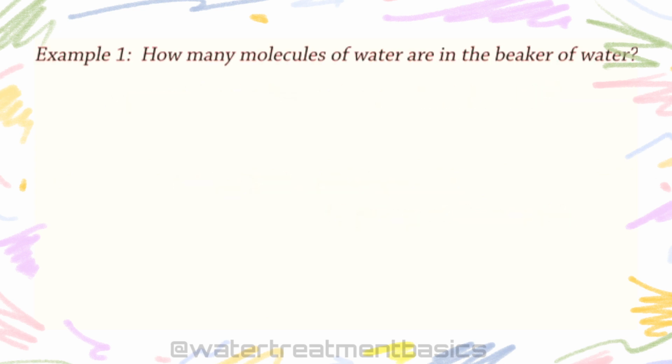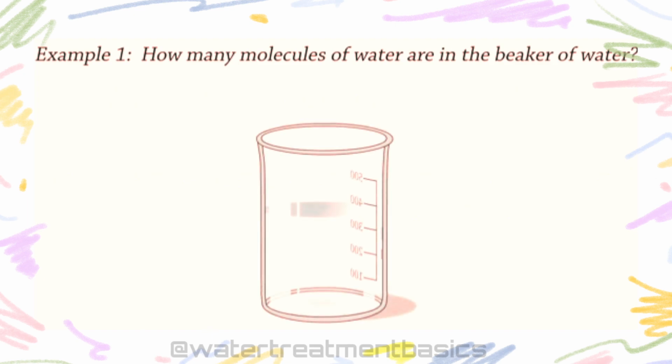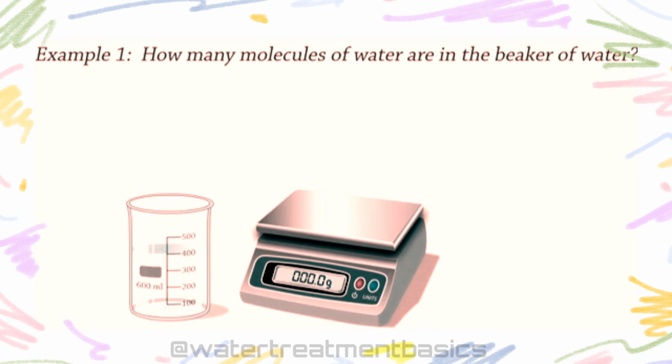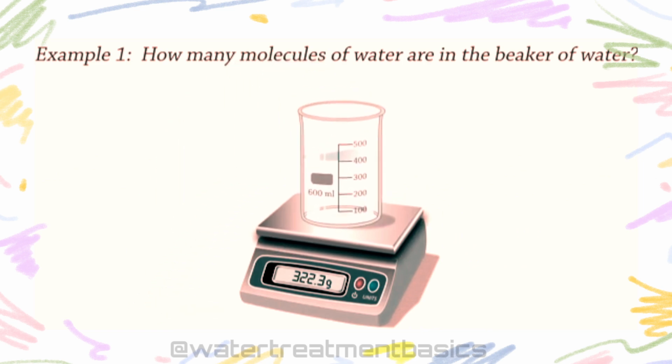Let's see an example of how to use the mole. We have a beaker full of water. If the beaker has volumetric markings on the side, it's easy to measure the volume. The beaker contains 400 milliliters of water. If we have a balance, we can measure the mass of the water. The beaker contains 400.0 grams of water.